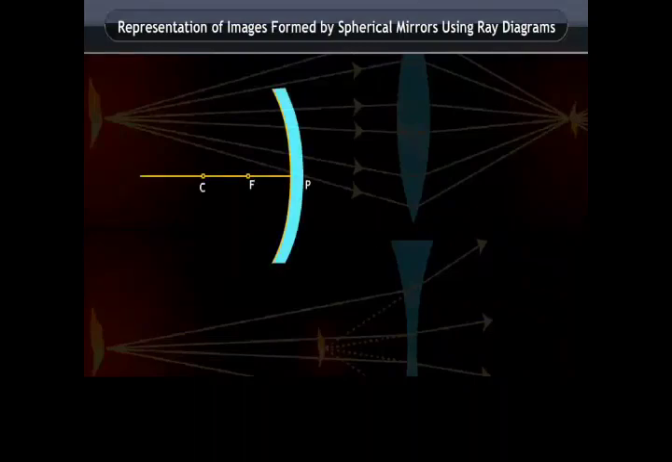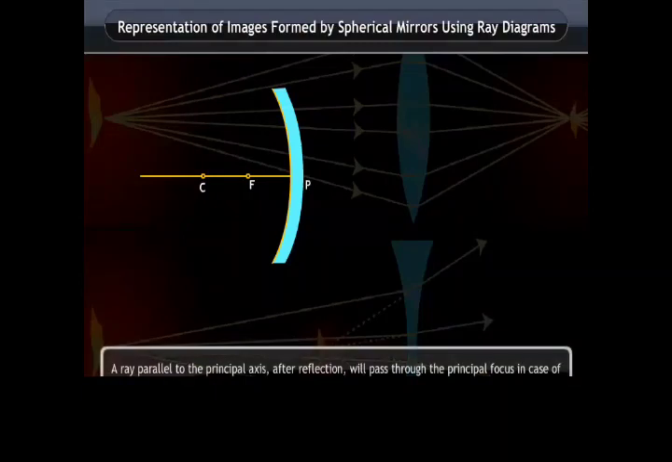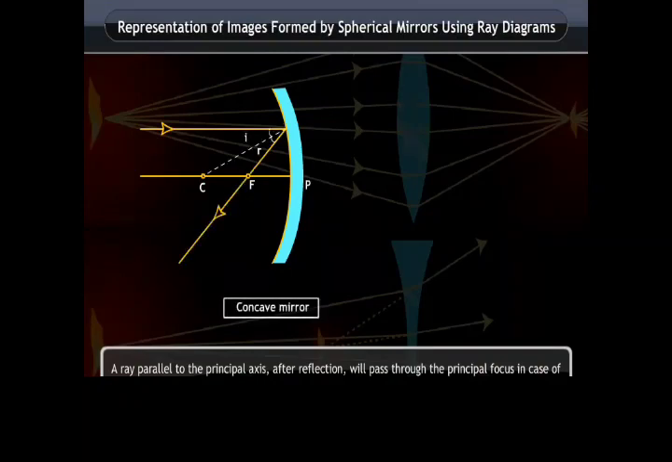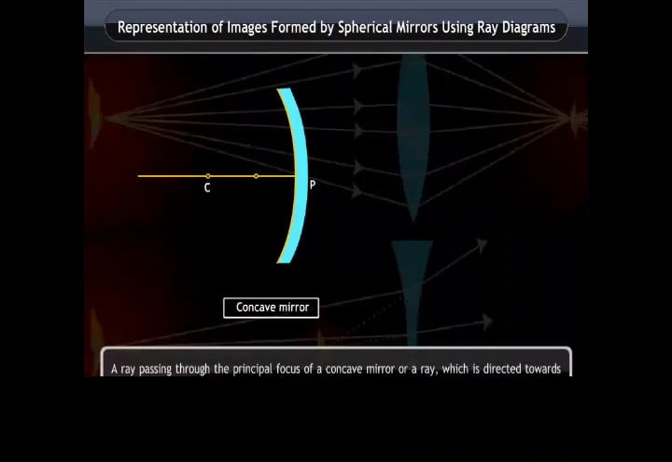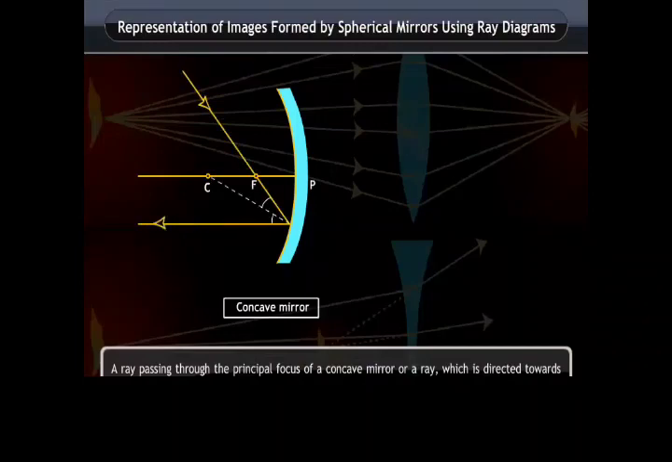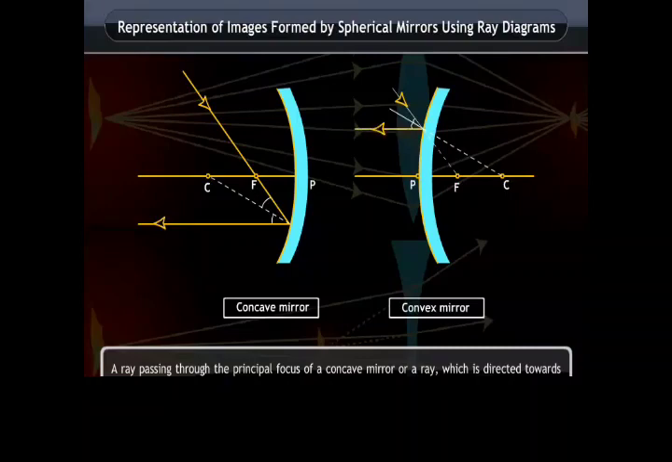Representation of images formed by spherical mirrors using ray diagrams. Let us see the rules to draw a ray diagram of a spherical mirror. A ray parallel to the principal axis after reflection will pass through the principal focus in case of a concave mirror or appear to diverge from the principal focus in case of a convex mirror. A ray passing through the principal focus of a concave mirror or a ray which is directed towards the principal focus of a convex mirror after reflection will emerge parallel to the principal axis.